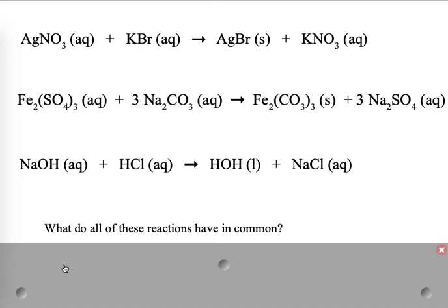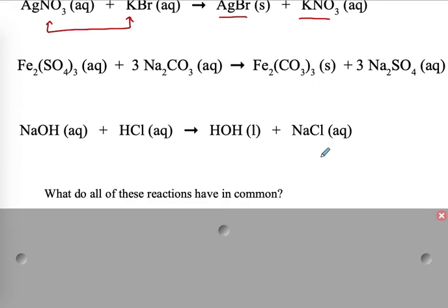Well, as you can see, in each of these reactions, we are combining two ionic compounds to form two new ionic compounds in which the ions seem to have simply traded partners. So for example, in the first reaction, silver 1 nitrate reacts with potassium bromide. The silver 1 cations combine with the bromide anions, and the potassium cations combine with the nitrate anions to form silver 1 bromide and potassium nitrate. And the same pattern occurs for each of these examples.